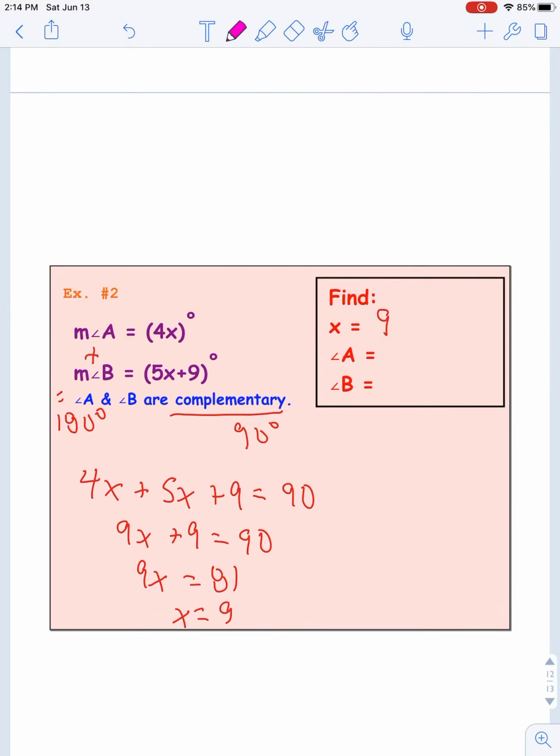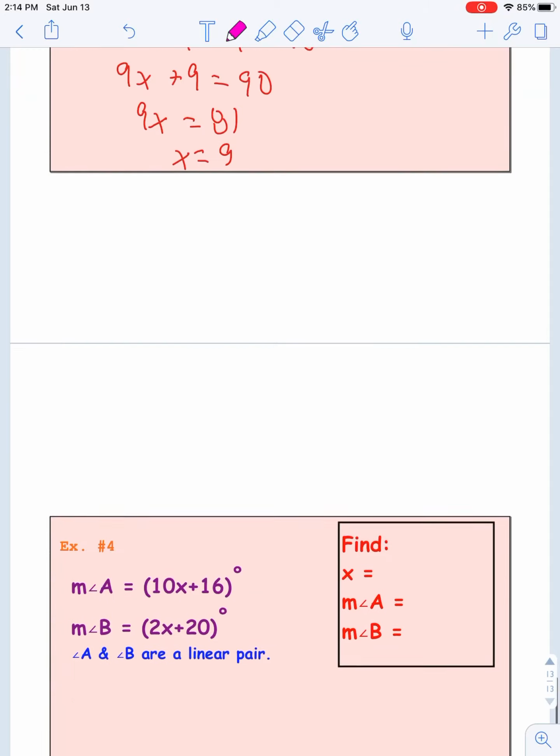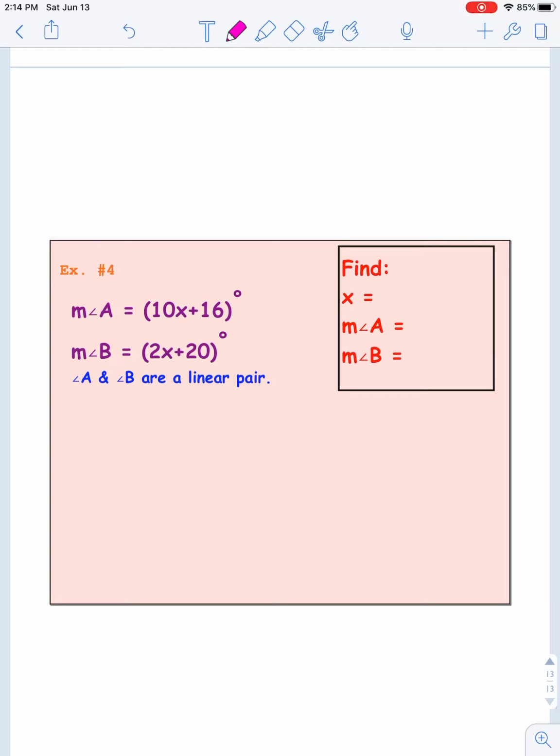So now, again, see what they want you to find. They want you to find the measure of angle A, so that's going to be 4 times 9. That's going to be 36. They want you to find the measure of angle B. Again, you could plug in that 9, 5 times 9 plus 9, but otherwise just subtract from 90, and that would give you 54 degrees.